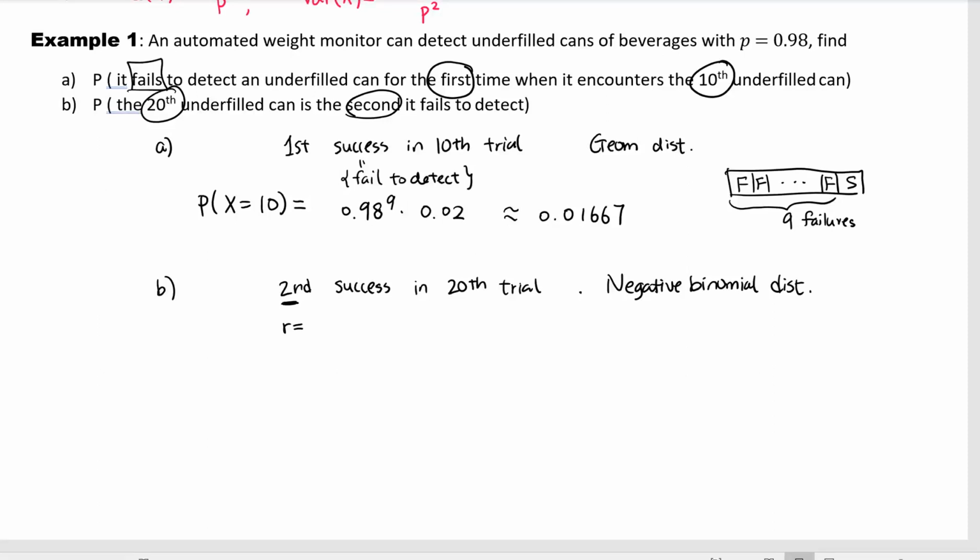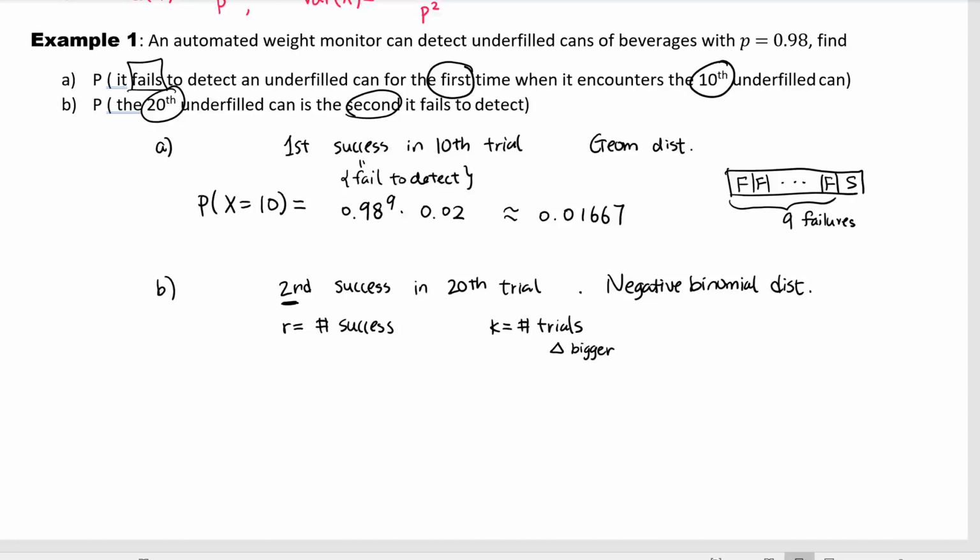Remember R is the number of success, and K is the number of trials. Let me ask you, R and K, which one is bigger? R is the number of success. K is the number of trials. Which one is bigger? Of course, the number of trials is bigger, right?